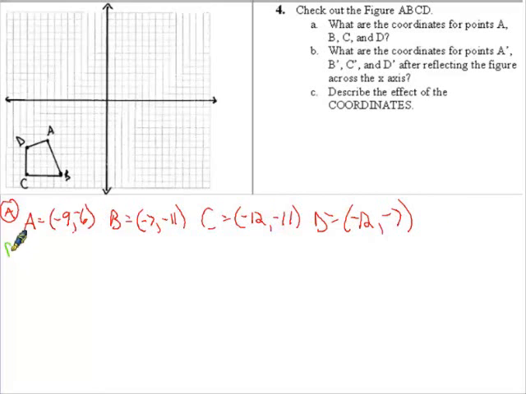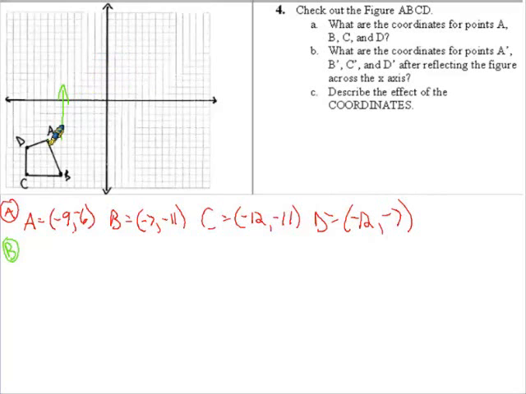And let's move on to letter B. What are the coordinates for the points A prime, B prime, C prime, D prime after reflecting the figure across the x-axis? So in the last problem, you remember it was like some triangle up here, and we went across the y-axis, and then it ended up being like a mirror image over on that side. All right, so that was across the y-axis. But in this case, we're going to reflect across the x-axis.